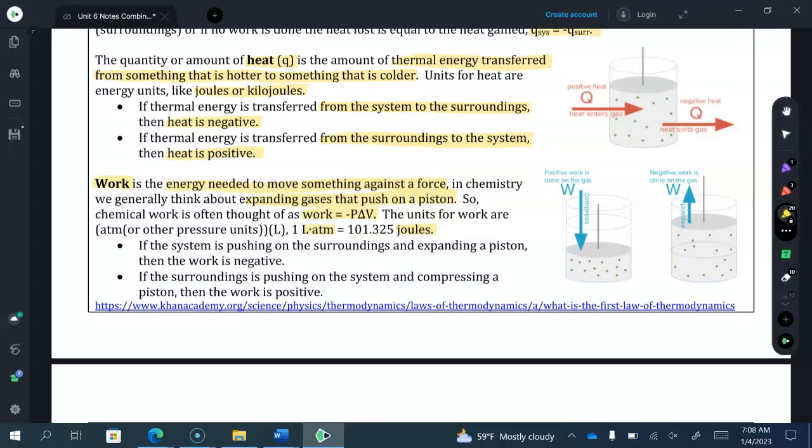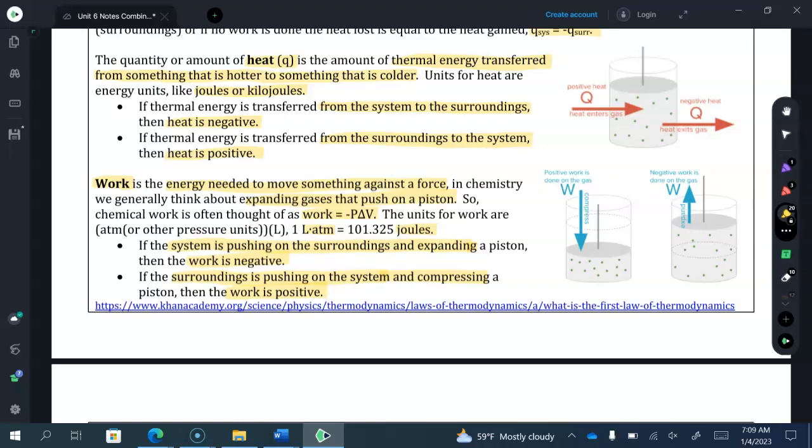If the system is pushing on the surroundings and expanding a piston, then we would say that the work is negative because you have an increase in the volume, so pressure and volume are both positive. So work is generally negative then. If the surroundings are pushing on the system and this compresses a piston, then the work would be positive because you have a negative change in volume. It's getting smaller.